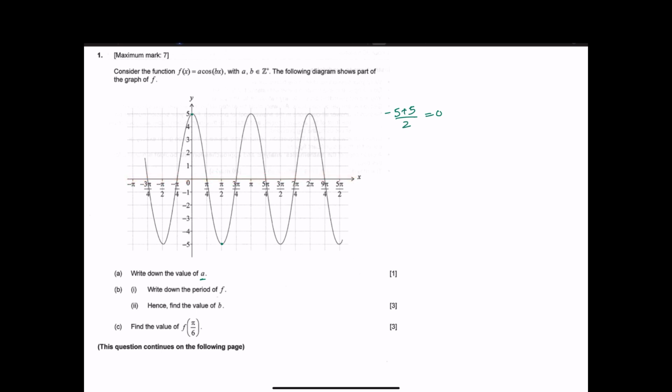And to find the amplitude, we have to find the distance between the mean line and the maximum point. So from 0, the maximum point is 5. So from here, I can say that the value of A is equal to 5.